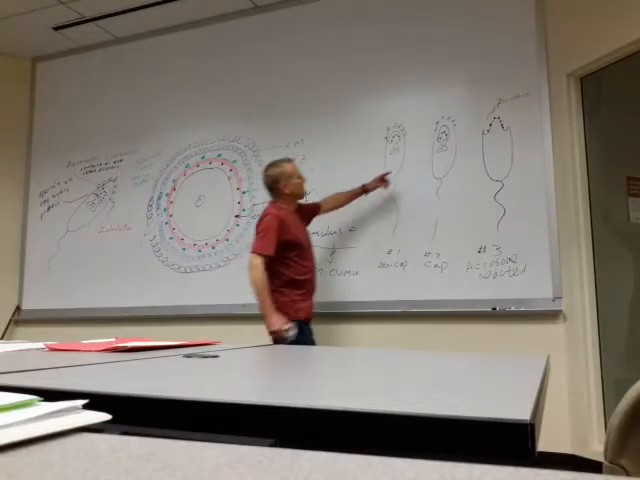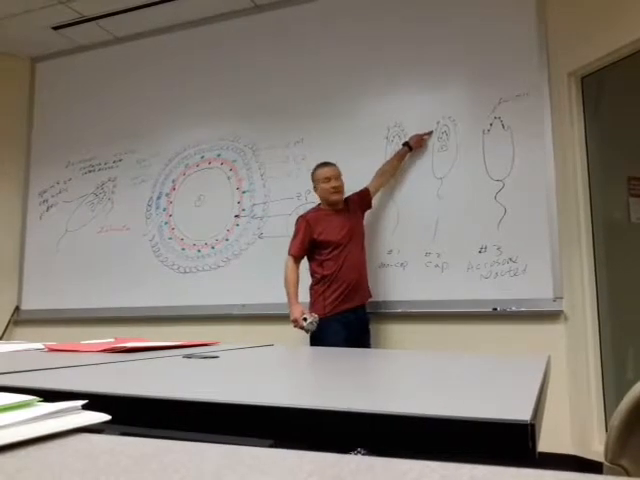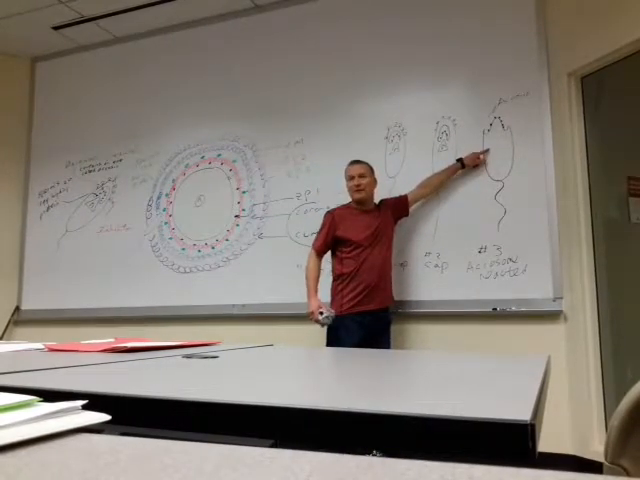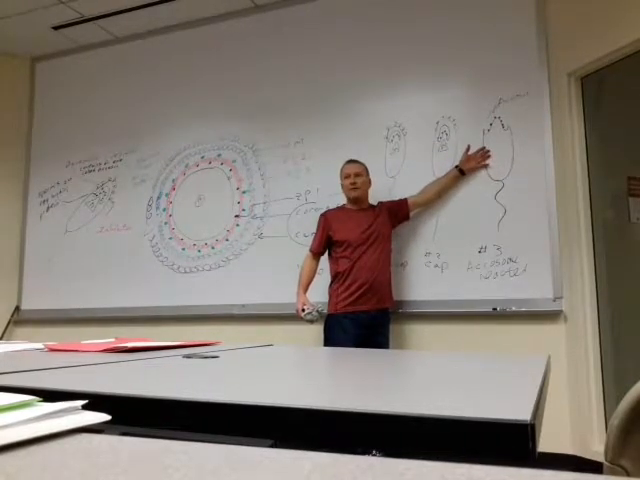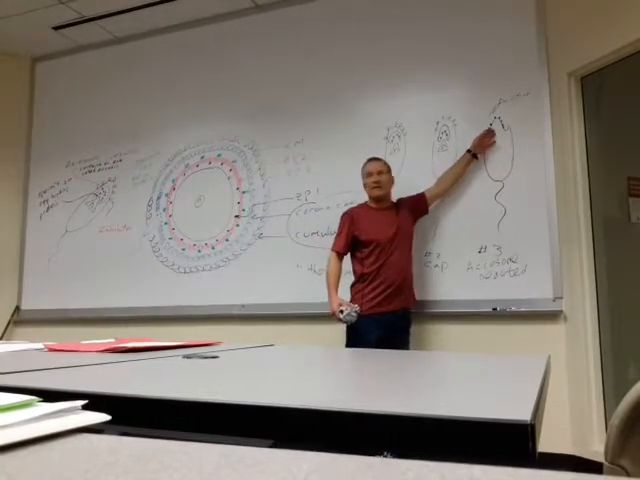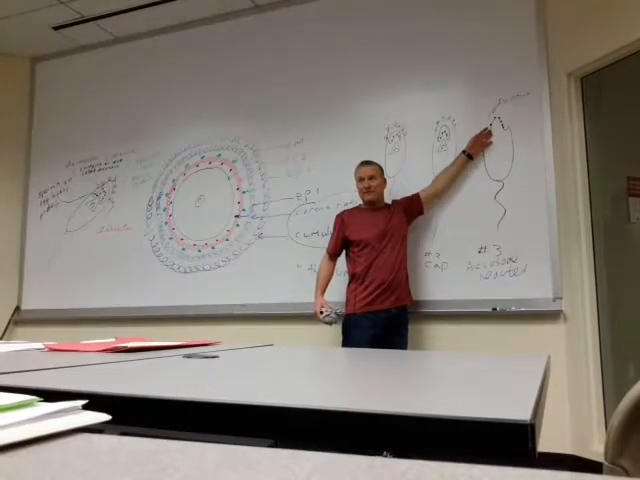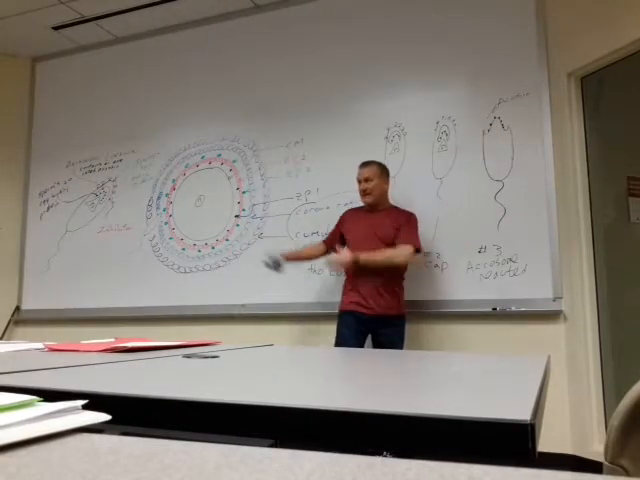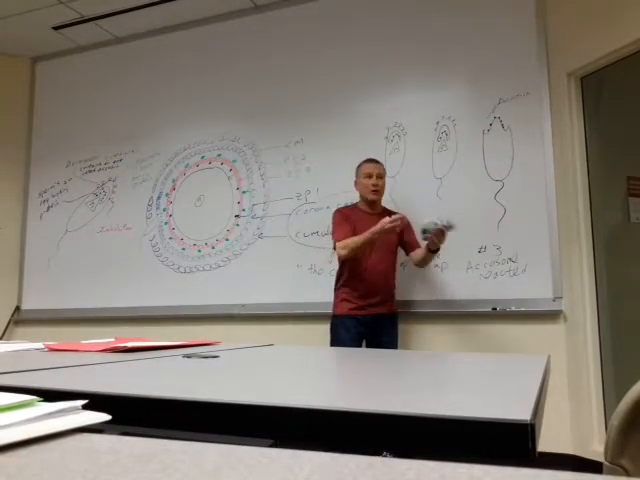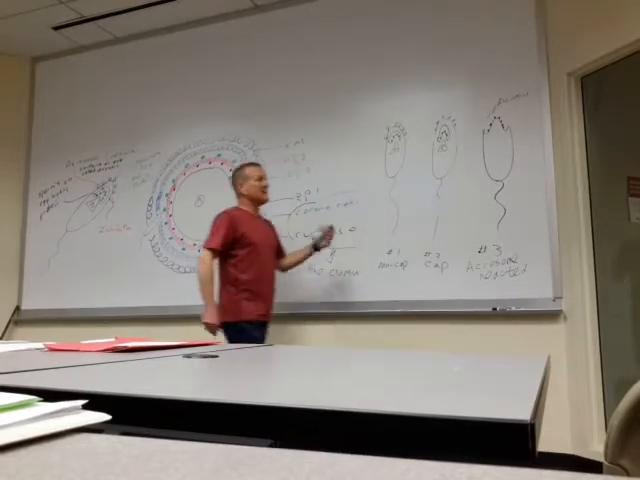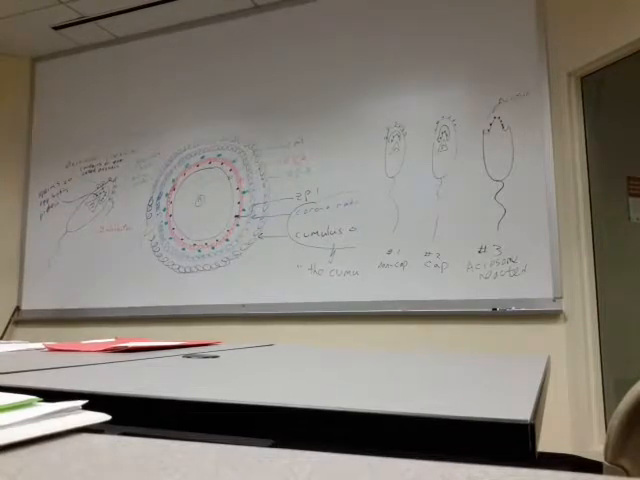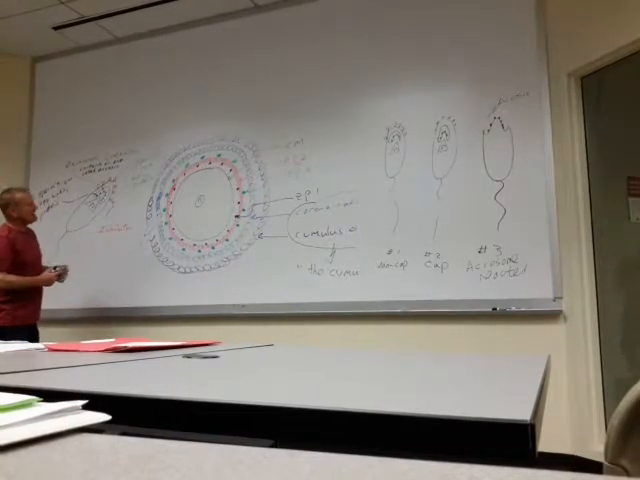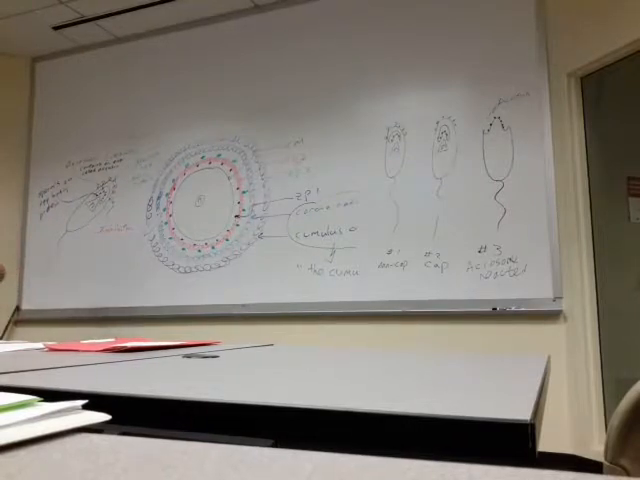Now, what happened to these primary binding proteins when the acrosome reaction occurred? They're gone, right? It's not a trick question, they're gone. So why do you suppose the secondary binding proteins are there? To bind the egg, to hold the sperm in place. If we didn't have the secondary binding proteins, the sperm might back out.